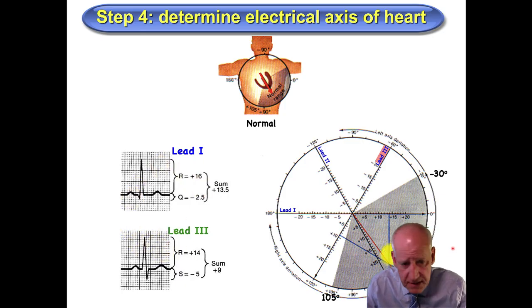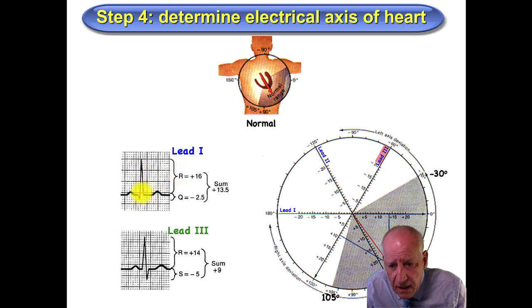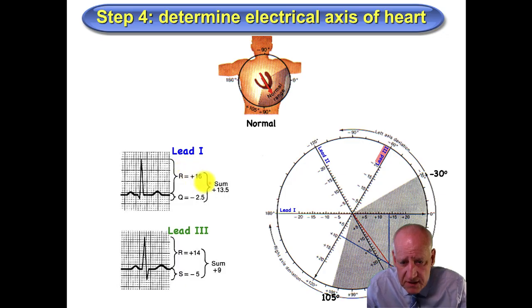So let's take a look at this example here. Here leads 1 and 3 are used to calculate the axis. You just sum up the height of the QRS spike in millimeters. In this case, it is 16 small boxes above the isoelectric. And if you have a negative deflection in the QRS complex, you must subtract that value from the height of the QRS. So in this case, we have a Q wave that is -2.5, in other words, below isoelectric. So we have to subtract that from 16 to get a sum of +13.5.